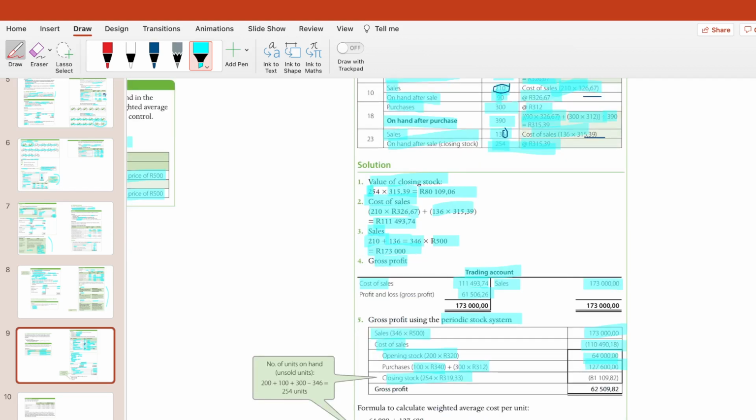Okay, so how did I get to that? There is it, the number of units on hand. This is the unsold units. So that is the 200 plus the 100 plus the 300 minus 346, and that's 245. My formula at the weighted cost is the 64,000 over there plus 127,600. And I add up all those, and that gives me the 319,300, the amount that I used over there. Okay, so you see that amount. Oh, sorry, that amount is there. Good.